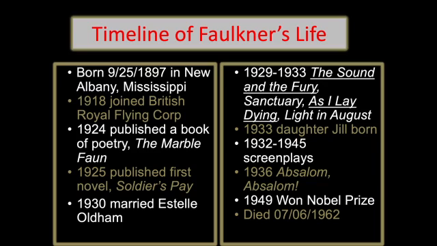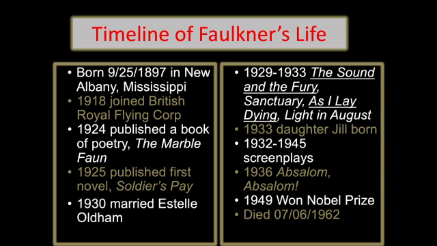So when we take a look at the timeline of William Faulkner's life, he was born on September 25, 1897 in New Albany, Mississippi. And in 1918, he joined the British Royal Flying Corps to attempt to get into World War I, but he was a little late. So coming back to Mississippi, in 1924, he published a book of poetry, The Marble Faun. And he published his first novel the next year, Soldier's Pay.